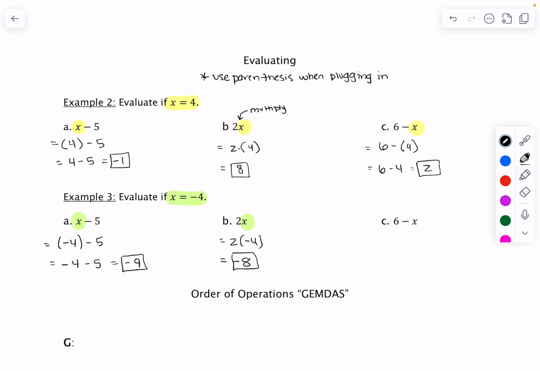And then for letter C, I'm still doing that 6 minus x, so I'm going to have 6. Now here we need to be really careful of using parentheses because we're going to have the negative from the problem and then the negative from x being -4. So I'm going to have 2 negatives when I plug -4 in. It's really important to notice this. We can remember that when we have 2 negatives, they do turn into a positive. So 6 minus -4 becomes 6 plus +4, which is 10. Okay, it's really important to remember that 2 negatives make a positive. It's going to make math a lot easier.